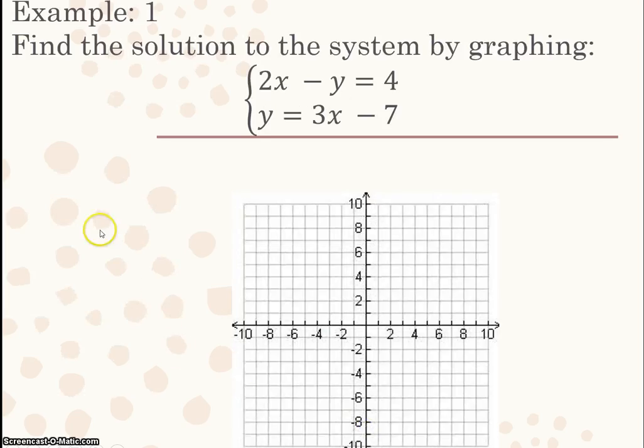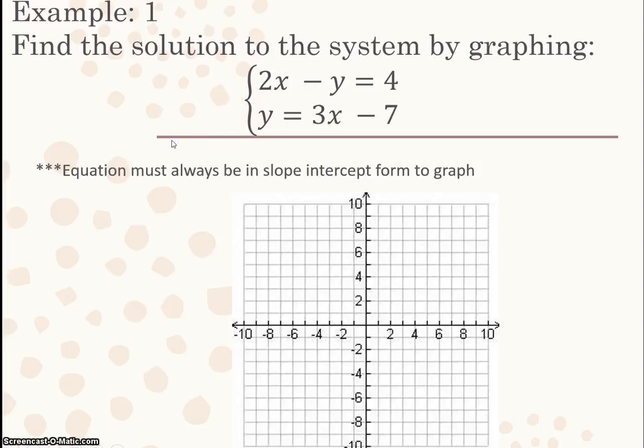So here's an example. Find the solution to the system of equations by graphing. Well, the only types of lines we know how to graph are in slope-intercept form. So we're going to take this first equation, 2x minus y equals 4, and we have to solve for y. So we're going to subtract 2x from both sides, and we're left with negative y is equal to negative 2x plus 4. Then, because we have a negative y, we're going to divide each piece by negative 1. And when we do that, we get y equals 2x minus 4.